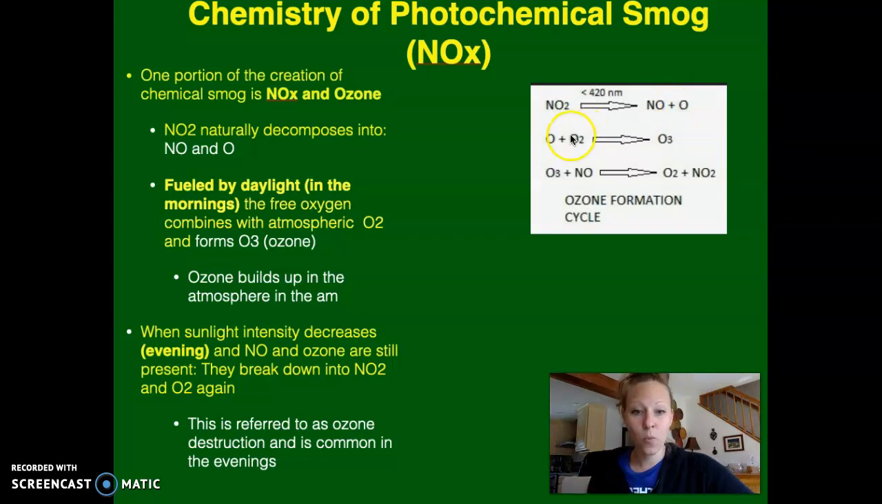And because we have one single oxygen atom here, it's going to interact with the diatomic oxygen that's in our atmosphere, just naturally occurring, the oxygen that we breathe. And so O2 plus O is going to give us O3. That's how we build up ozone in the atmosphere close to Earth. This is going to happen every morning, but as the sunlight goes away, we're going to revert back to this.